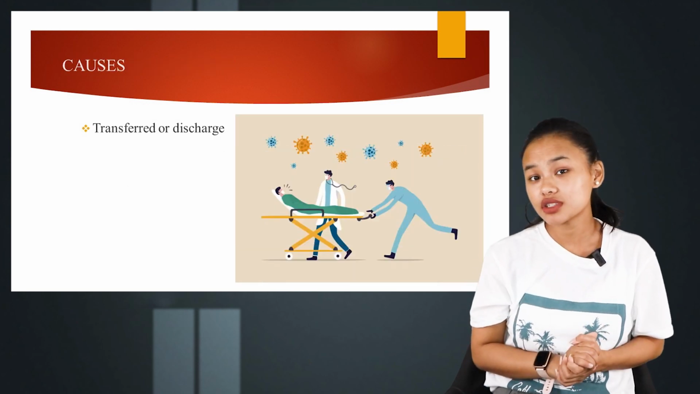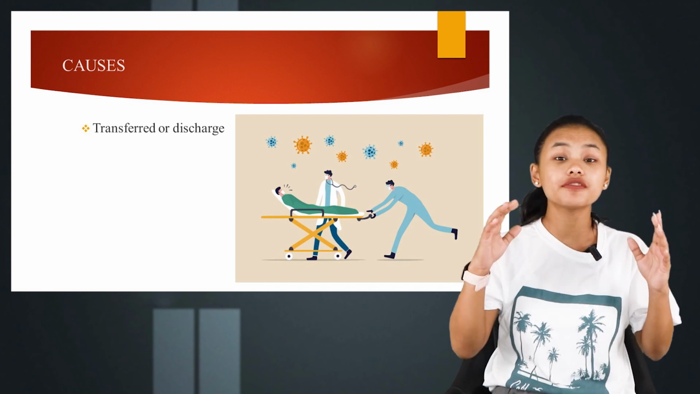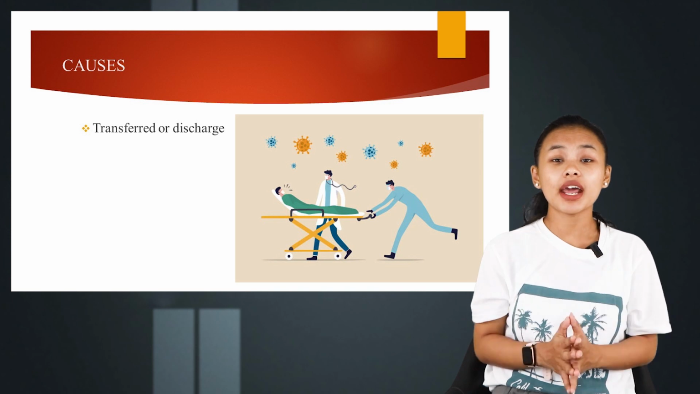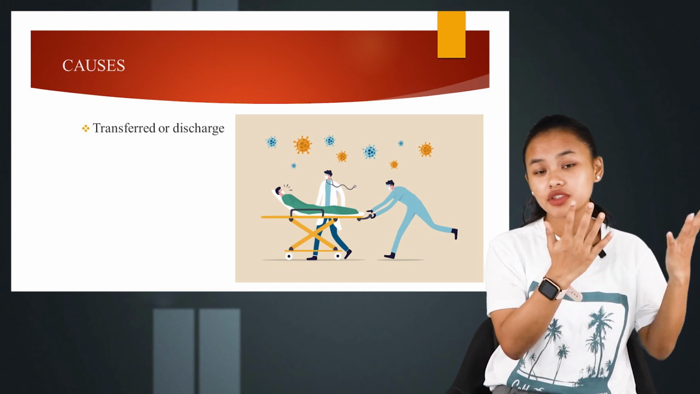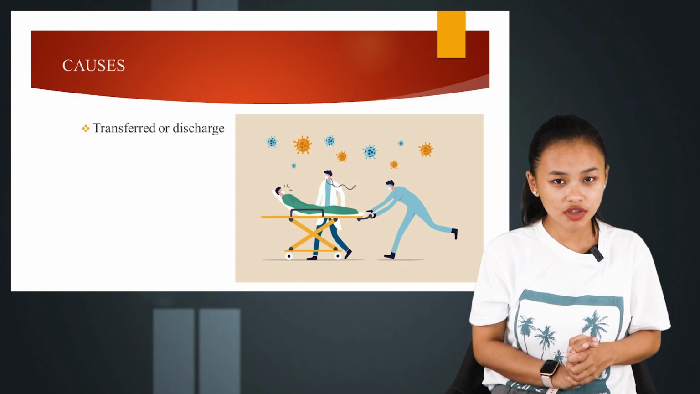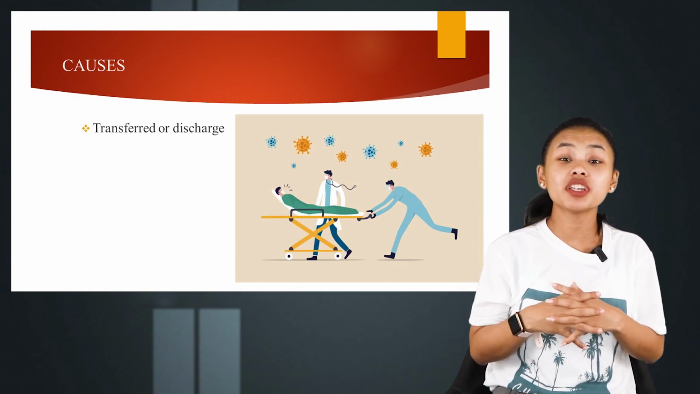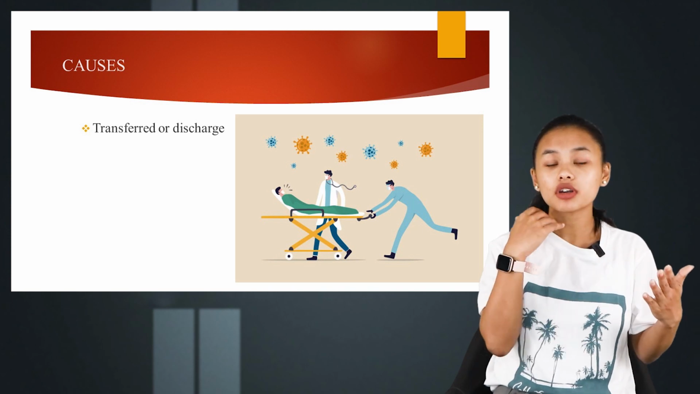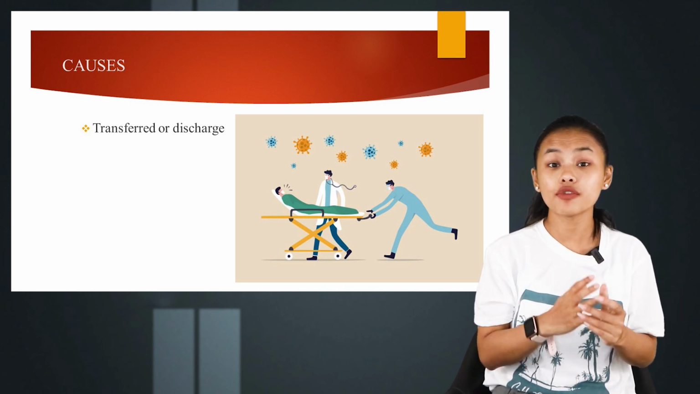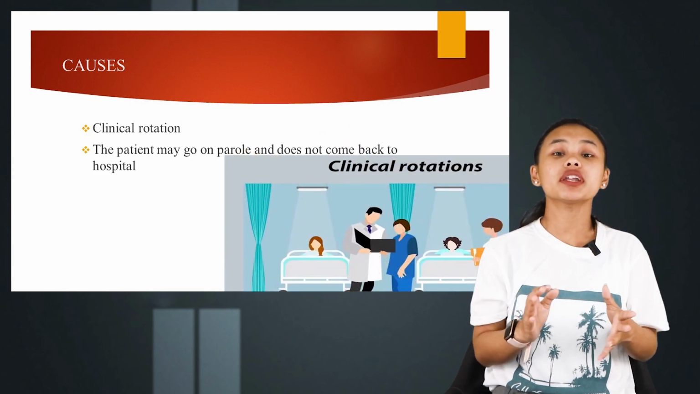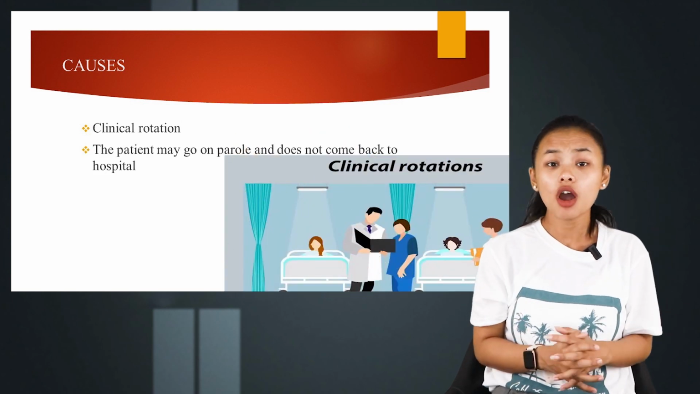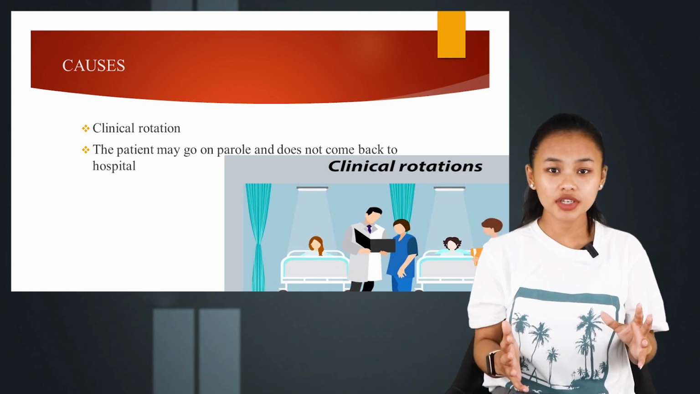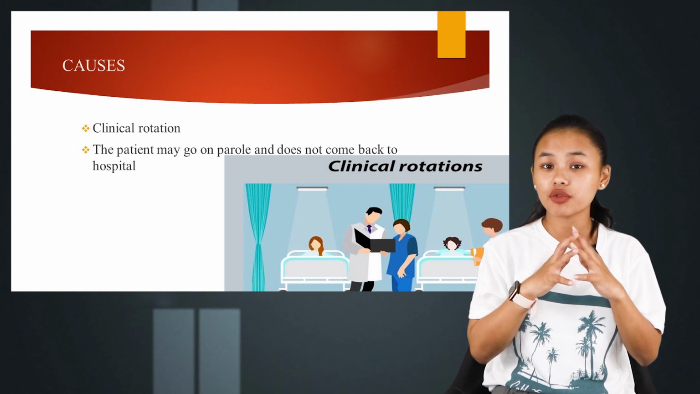So what are the causes of this termination phase? The first cause is referral or discharge. Here, if a client has been referred from one unit to another, or even from one hospital to another, or if the client has been discharged from the hospital, then this relationship or communication which both of you have will also come to an end. Or it can be because of clinical rotation, as well as because of the parole which the patient had gone for and has not returned.